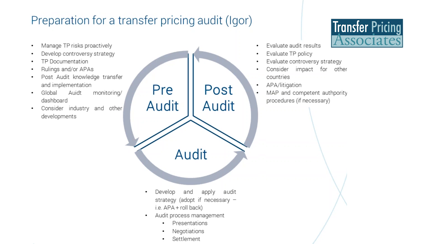You can start preparing by looking similar to how your tax inspector will do. Look at the audit outcome of the preceding tax audit and see whether the findings from that moment have been updated or eliminated, or whether you know already that they will pop up again in this audit. If you're in a much bigger multinational, of course, you need a kind of global audit monitoring dashboard, also part of your risk management tool: which years are still open for an audit, which years are closed. And of course, keep an eye on any industry and other developments.